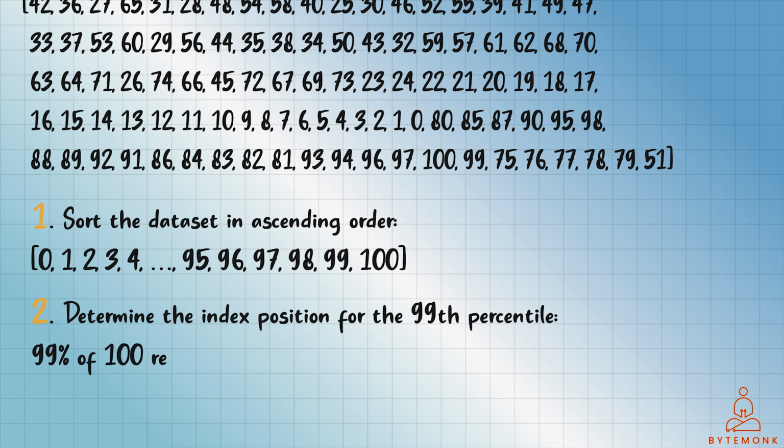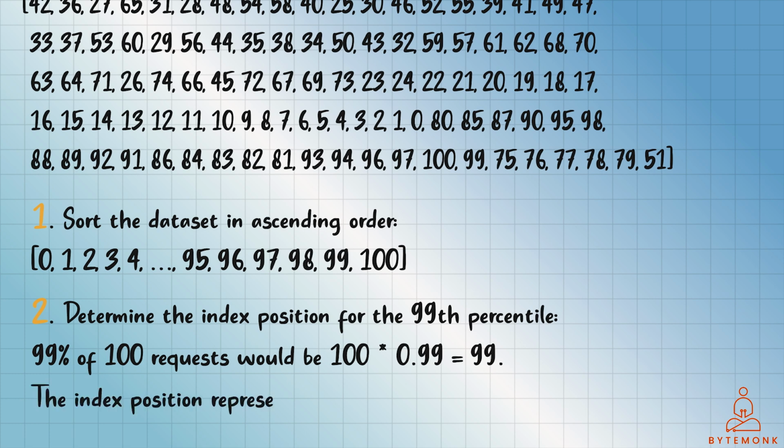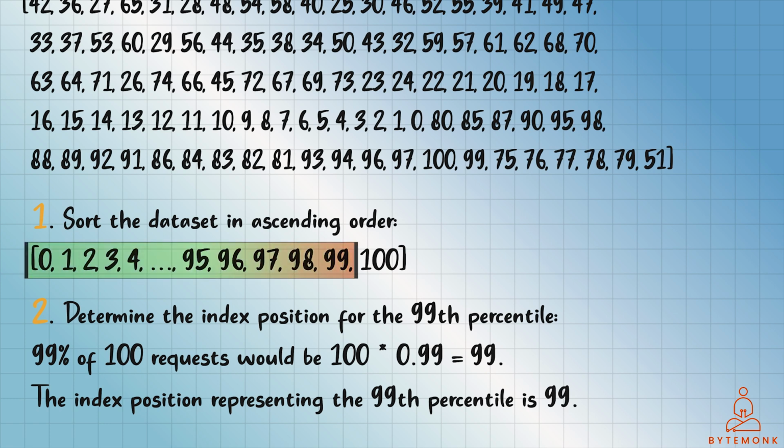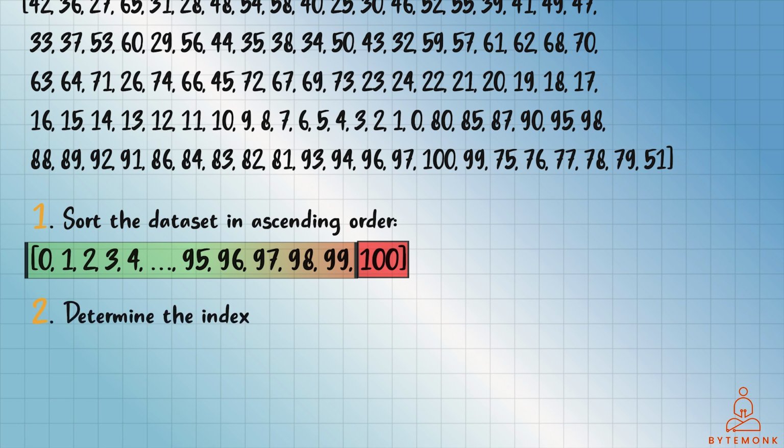99% of 100 requests would be 100 into 0.99, which is 99. So the index position representing the 99th percentile is 99. And the value at the 99th index position is 99 milliseconds. So in this example, the P99 latency for the 100 HTTP requests is 99 milliseconds. This means that 99% of the requests received a response within 99 milliseconds, while 1% of the requests took longer than that.